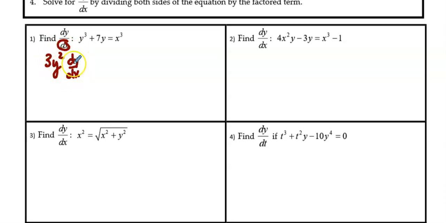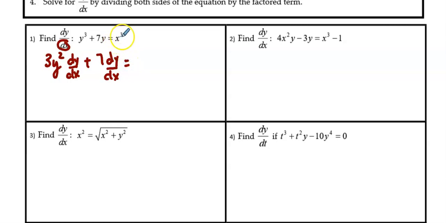There's no x terms here, so this term has to go. So again, we go plus. Again, looking at 7y, 7y is the same thing as 7x. The derivative of 7x is 7. Same thing, the derivative of 7y is 7. Again, we had a y here, so since we have a y, we have to take the derivative of y with respect to x. And then we're going to do equals, and then we're going to take the derivative of the right side.